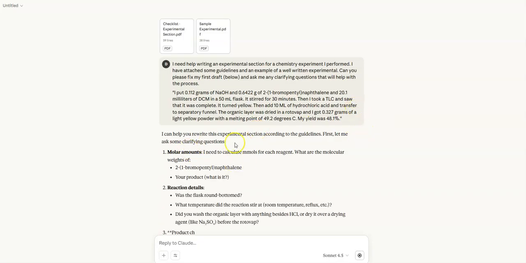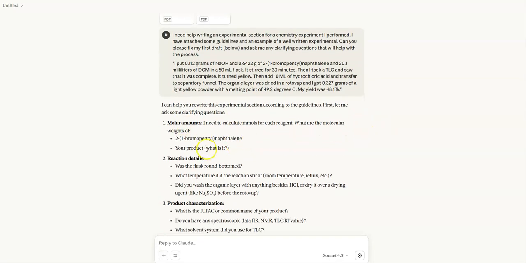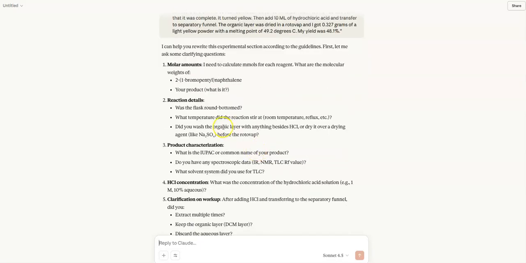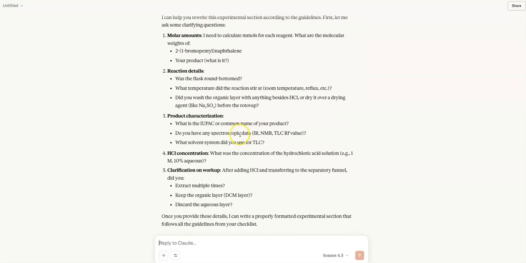So now it's got some clarifying questions, which is great, right? So what are the molar amounts? I need to calculate the molar amounts, or sorry, not the molar mass, the millimoles for each. These are the things I was just saying. Was the flask round bottomed? Yes. What temperature was it at? What do you do with the organic layer? Did you characterize it? What was the concentration of HCl? These are all great questions, right? These are questions that I need to answer so that a better experimental can be written.